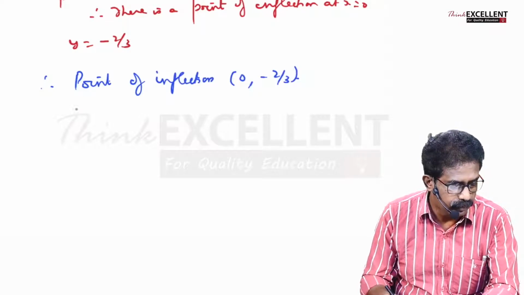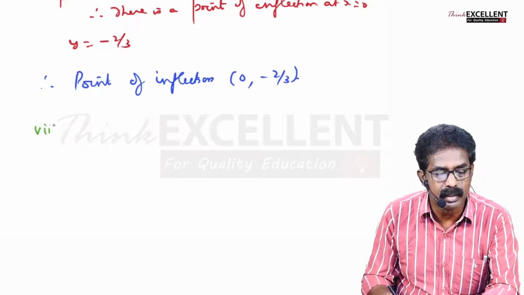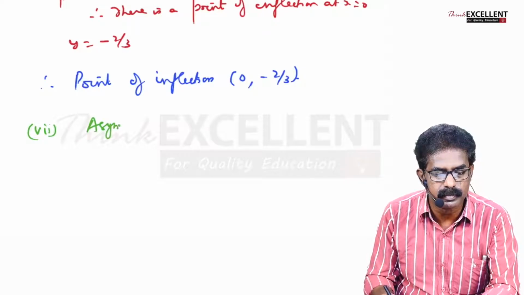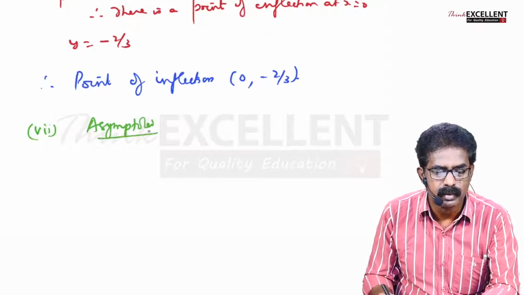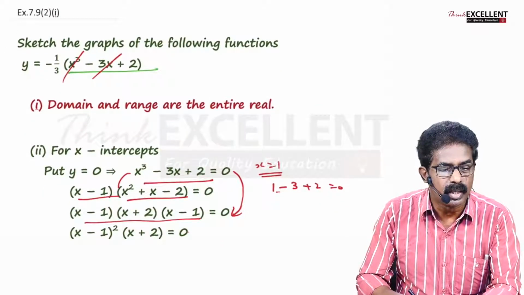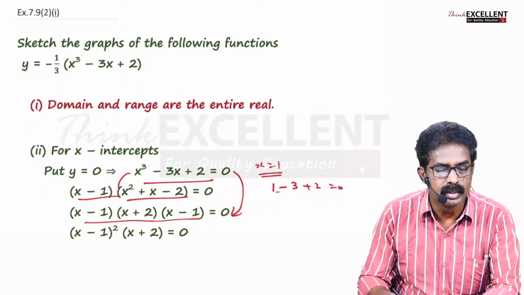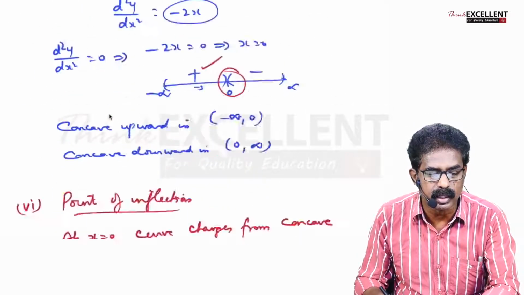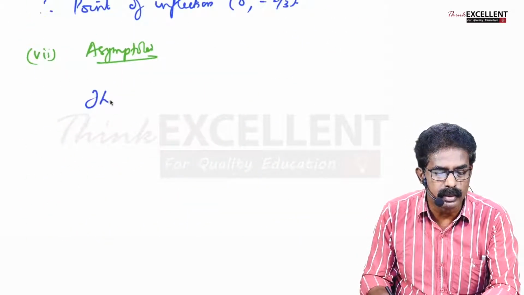Then finally, step number 7, asymptotes. So luckily here there is no asymptote, right? There is no denominator. You can't make the denominator 0. So you say there is no asymptote.